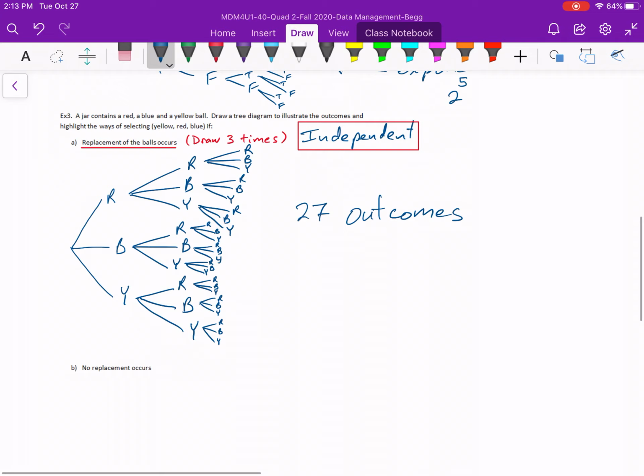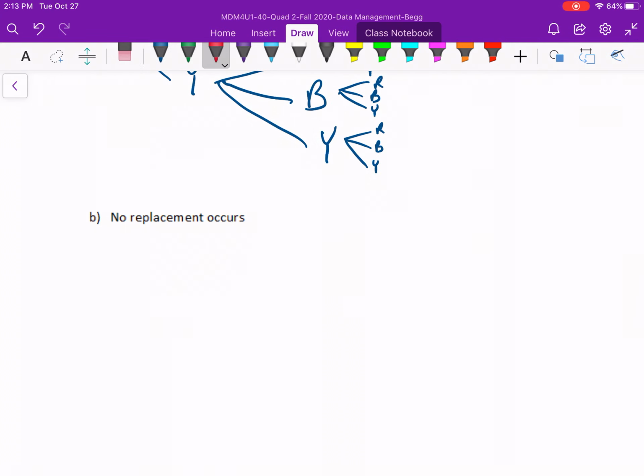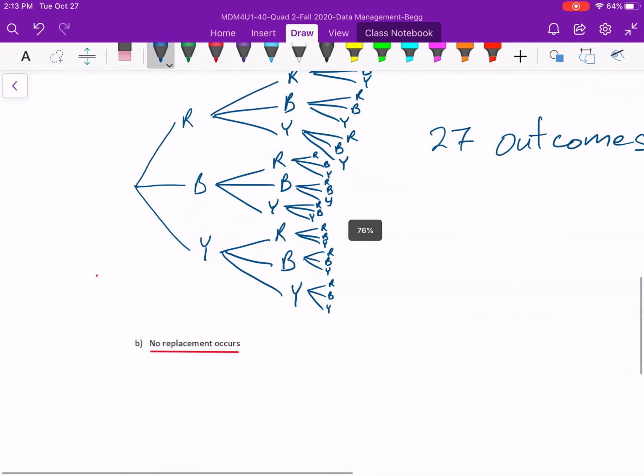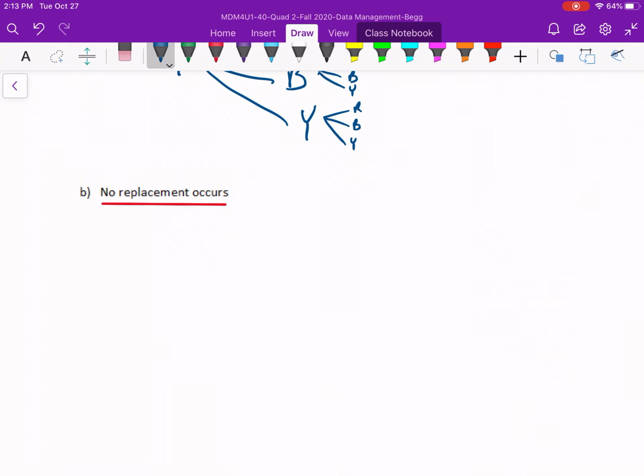Now, if no replacement occurs, that's a big game changer. No replacement means that if I happen to get a red the first time, then the second one I'm going to draw, I only have 2 balls to choose from, and red isn't one of them. So that really is going to cut down on my options. And it's also going to affect what happens afterwards. So if I do draw a red the first time, that means that I can't draw a red the second time, so my second draw will depend on what my first draw was. So it's dependent.